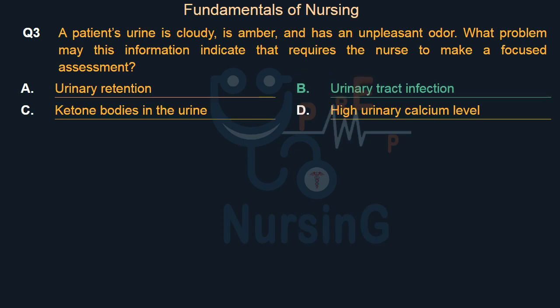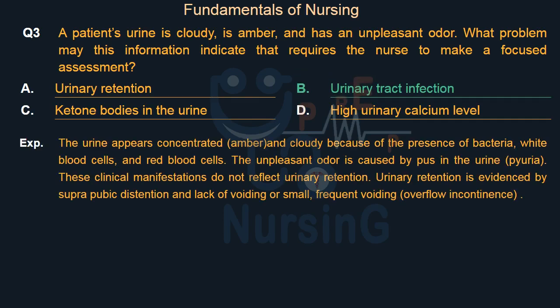Urinary tract infection. The urine appears concentrated, amber and cloudy because of the presence of bacteria, white blood cells, and red blood cells. The unpleasant odor is caused by pus in the urine, pyuria. These clinical manifestations do not reflect urinary retention. Urinary retention is evidenced by suprapubic distension and lack of voiding or small, frequent voiding, overflow incontinence.